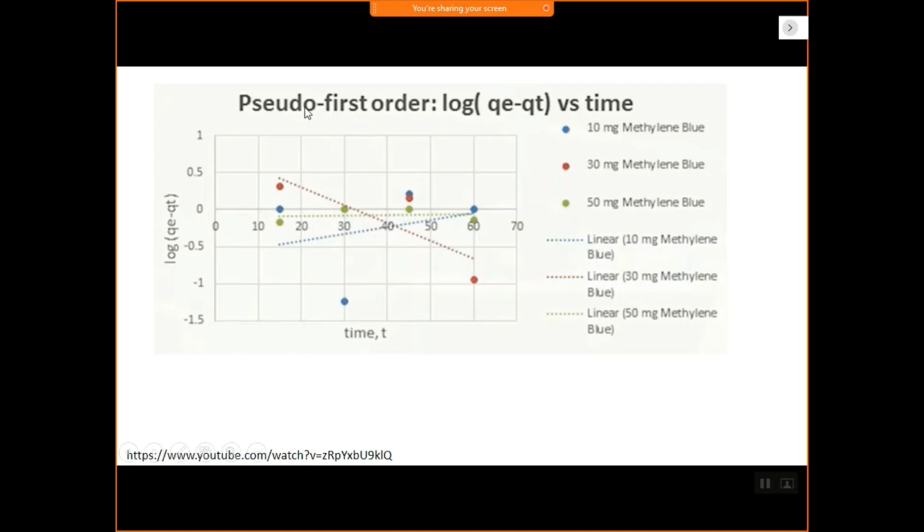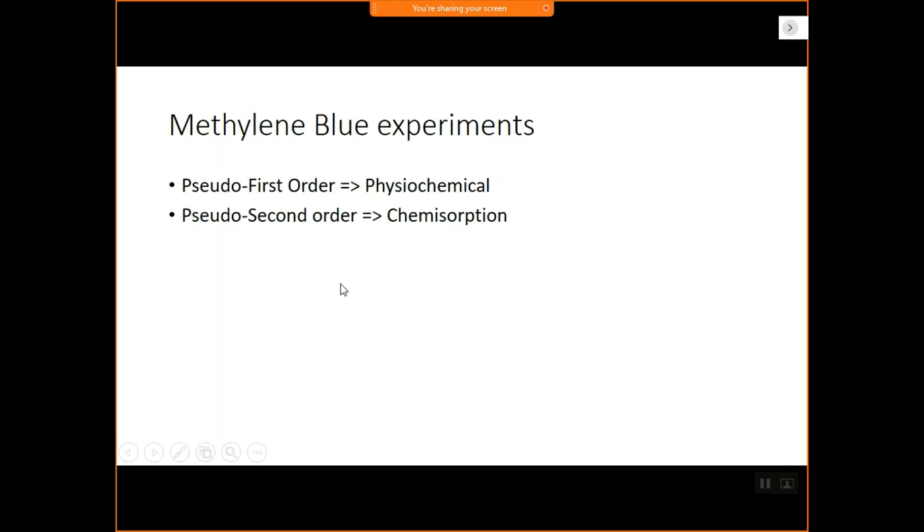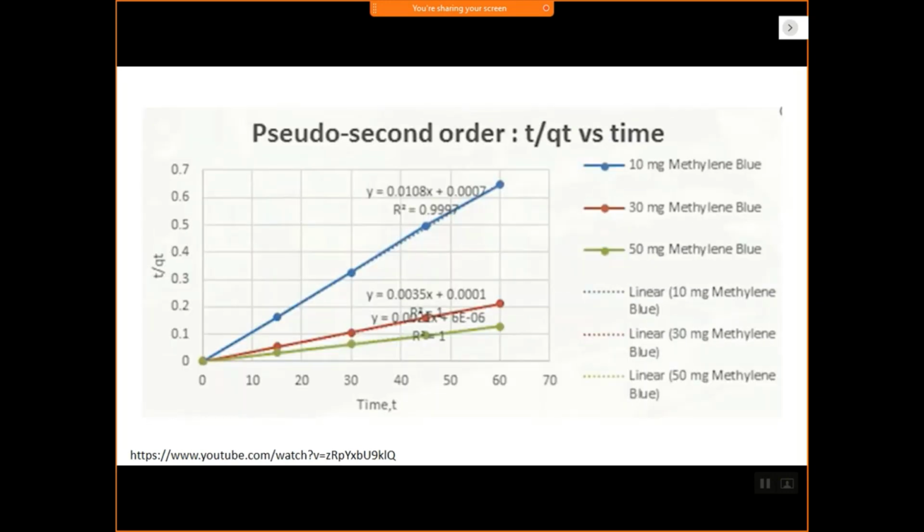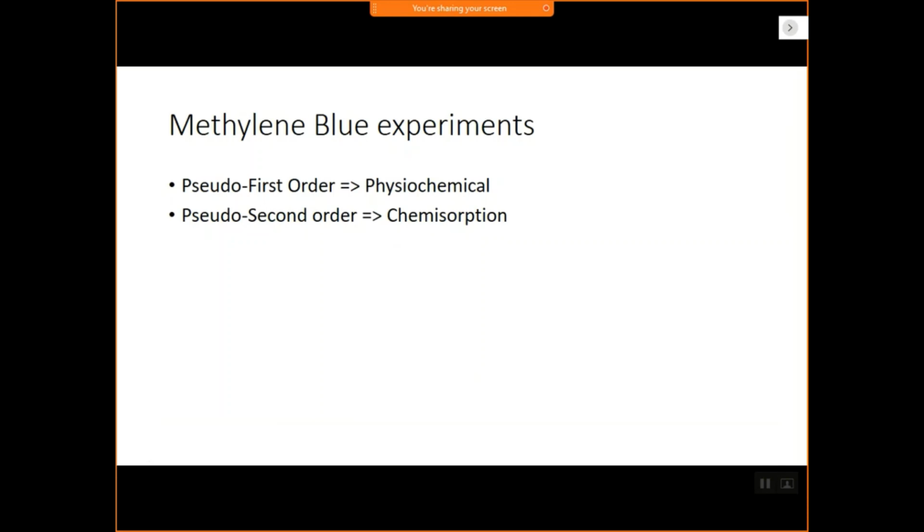Basically, this is telling you this is probably not a physiochemical interaction. You're probably not getting the van der Waals interactions. But if you plot T divided by QT versus time, that's what's called a pseudo second order plot. And those look better. So because you're plotting T over QT versus time, because it's second order, it's a chemisorption interaction.